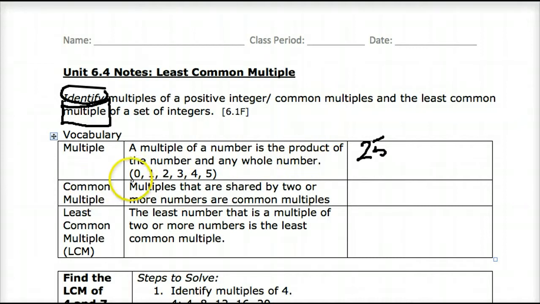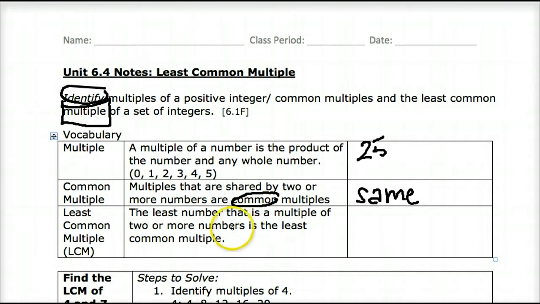A common multiple is a multiple that is shared by two or more numbers, and that's when we would say that they are common. So common means the same. We'll look at some common multiples and examples in a moment.